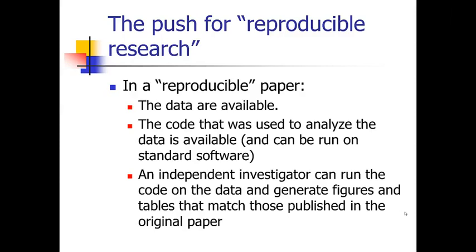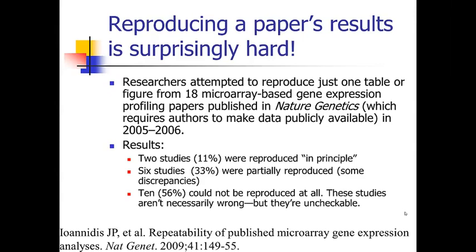We're dealing these days with a lot of complex data, a lot of high throughput data, a lot of complex analyses, and it's actually fairly hard to go through a paper that's been published and check to see whether or not they have errors in their data, or they have errors in their code, or whether or not their tables and figures are really valid. So this is surprisingly hard, and some researchers in a 2009 paper in Nature Genetics illustrated this. They went through and tried to reproduce just a single table or figure from 18 published studies in Nature Genetics.